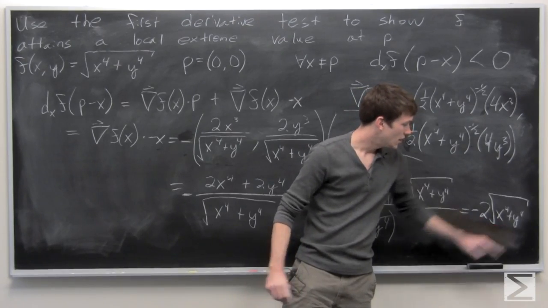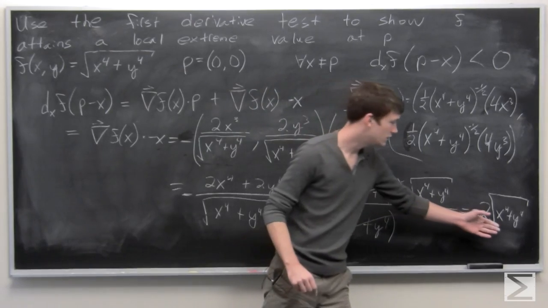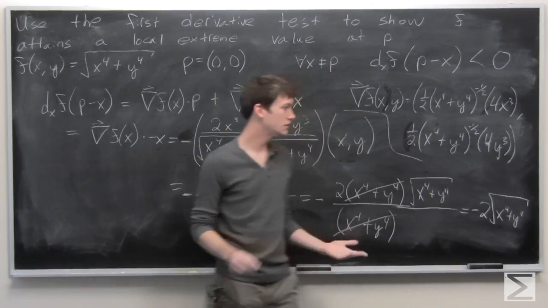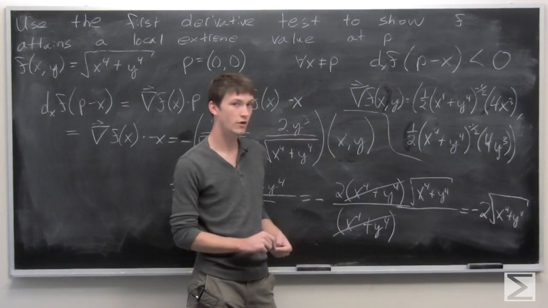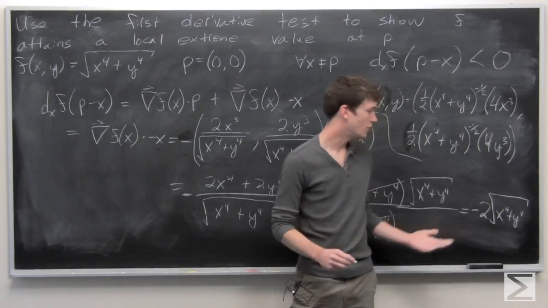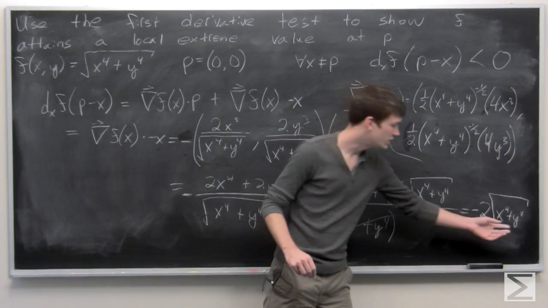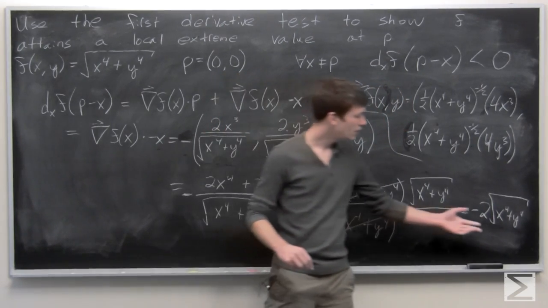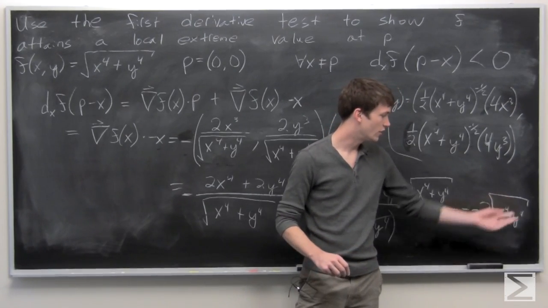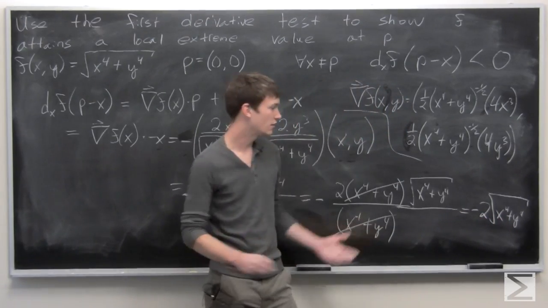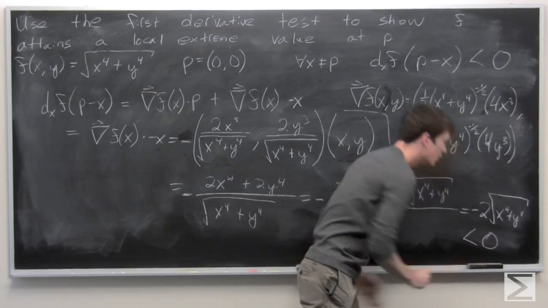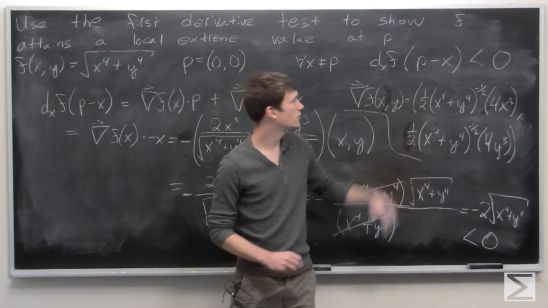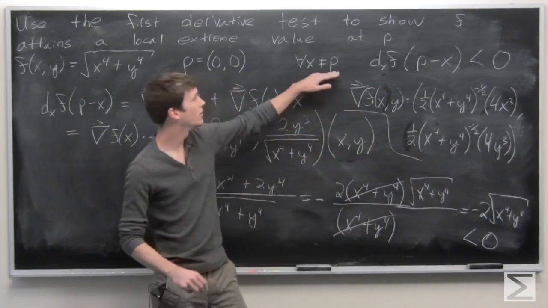Now notice that if x and y are 0, we get 0, but we want to consider all points x not equal to p, and our point p is at (0, 0), so we don't care about when x and y are both 0. Now if x and y are both positive or both negative or just any non-zero, we see that this square root is going to be positive since any number raised to an even power will be positive, and the sum of two positive numbers is positive. So the square root of a positive number is positive, times a negative 2 will be negative, so it's less than 0 for all points x and y. And so that shows that our total derivative of f at x with respect to p minus x is less than 0 for every point that's not equal to p.